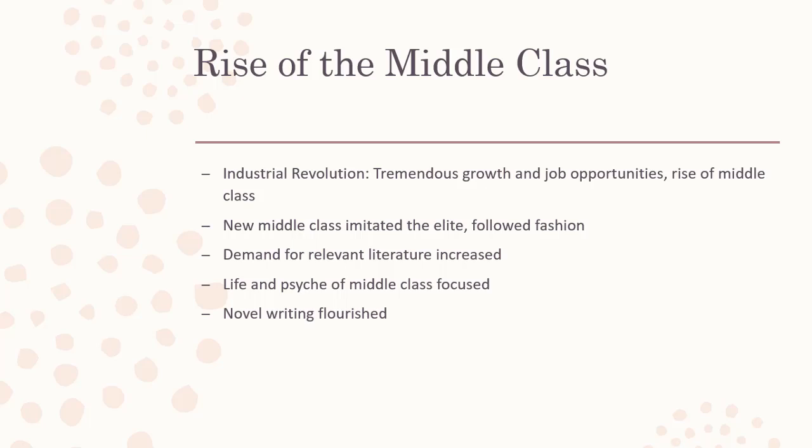The Industrial Revolution gave tremendous growth, and it presented many more job opportunities to people than the previous ages. And with more job opportunities, more people from the lower class got jobs and got their salaries and wealth, and gradually they became the middle class, and the number and quantity of the middle class gradually rose.